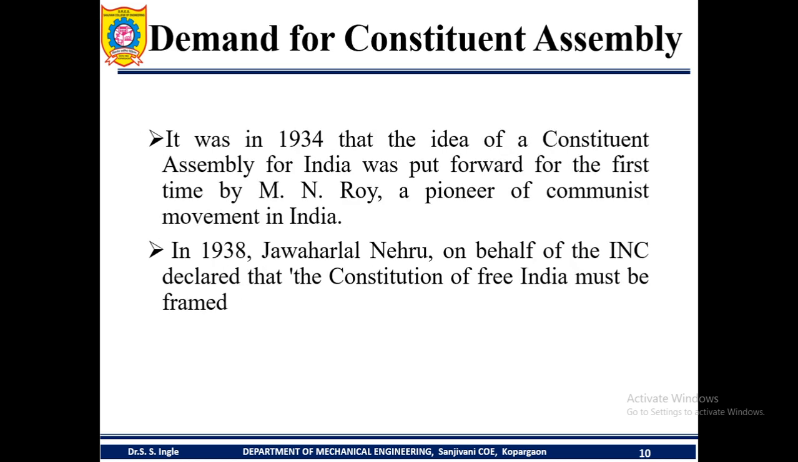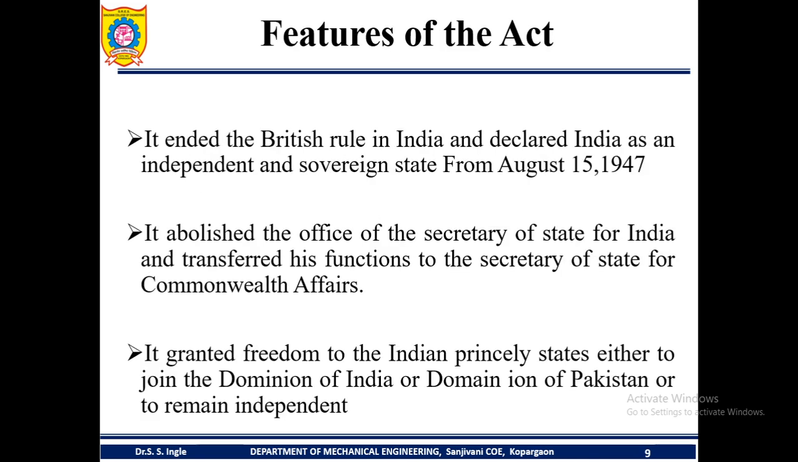The main features of this Act were: it deprived the British monarch of the right to veto bills or ask for reservation of certain bills for his approval. But this right was reserved for the Governor General. The Governor General had full power to assent to any bill in the name of His Majesty.